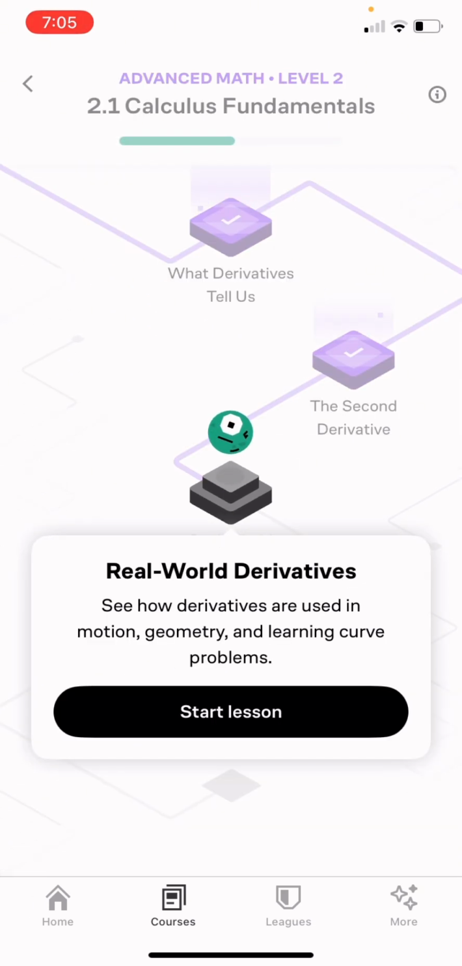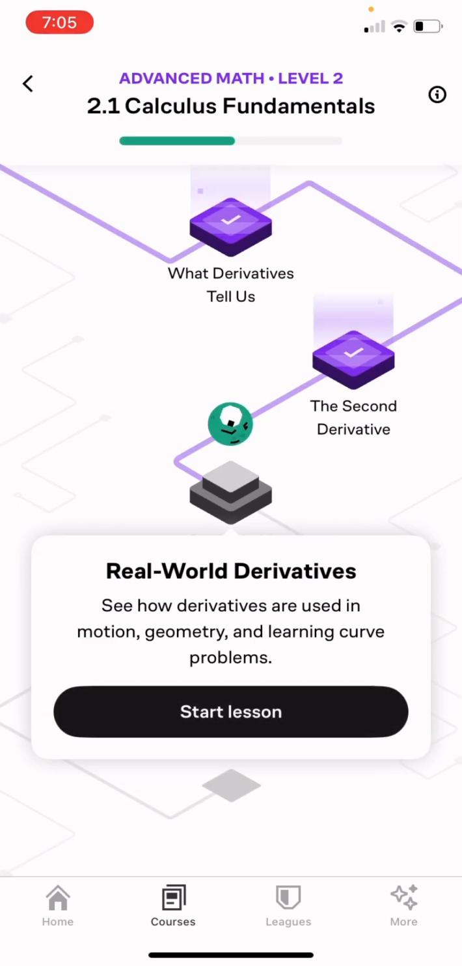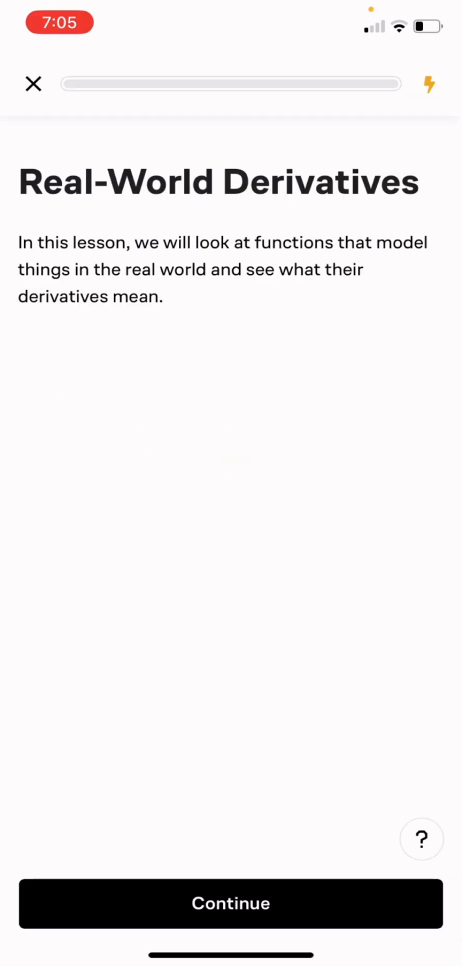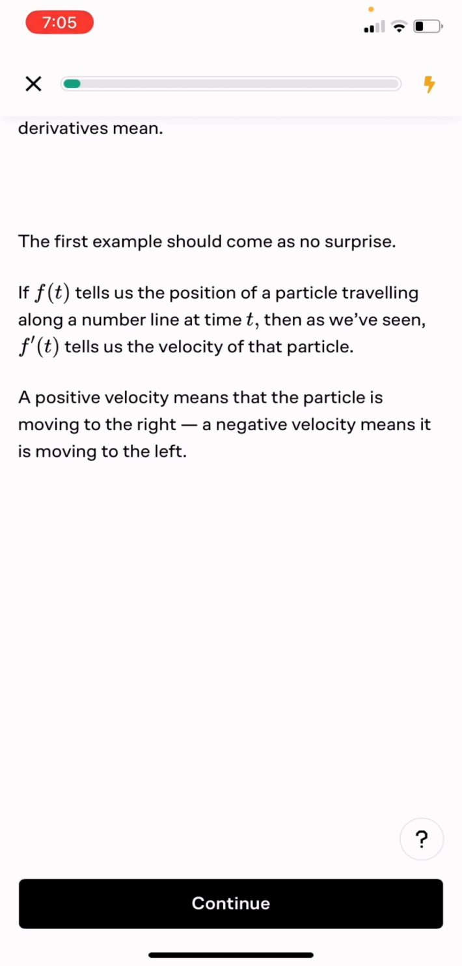If f of t tells us the position of a particle traveling along a number line at time t, then as we've seen, f prime of t tells us the velocity of that particle. A positive velocity means a particle is moving to the right. A negative velocity means it is moving to the left. We saw in the last lesson, f double prime of t is the rate of change of velocity, and is called the acceleration of the particle. A positive acceleration means the velocity is increasing, and negative acceleration means it is decreasing.